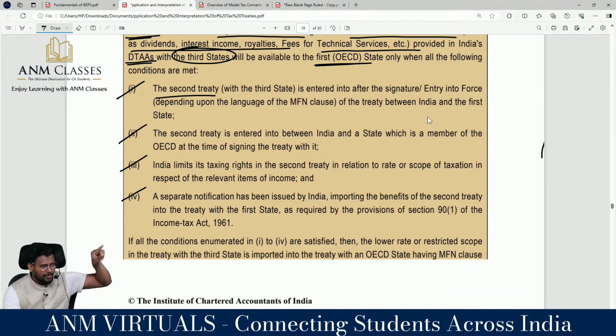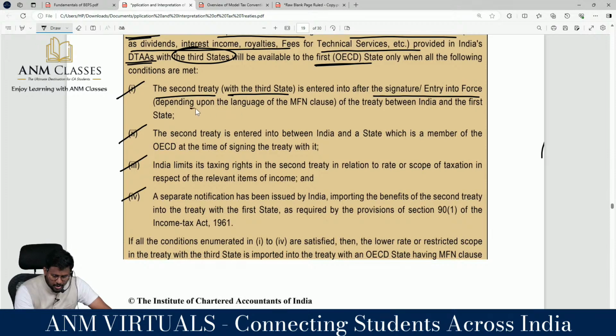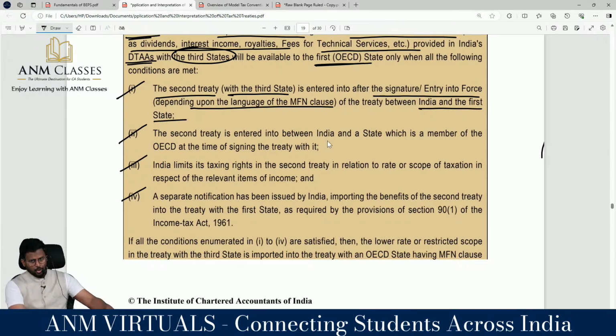அதாவது ரெண்டாவது treaty enter பண்றாங்க இல்லையா? Subsequent treaty இல்லையா? With the MFN state is entered into after the signature or entry into force, depending upon the language of the MFN clause of the treaty between India and the first state. அப்போ first state கூட enter பண்ணதுக்கு அப்புறம் வேணும். ஒரே டைம்ல enter பண்ணா நாங்க அலோவ் பண்ண மாட்டோம். Clarity? First condition, it should be a subsequent treaty.